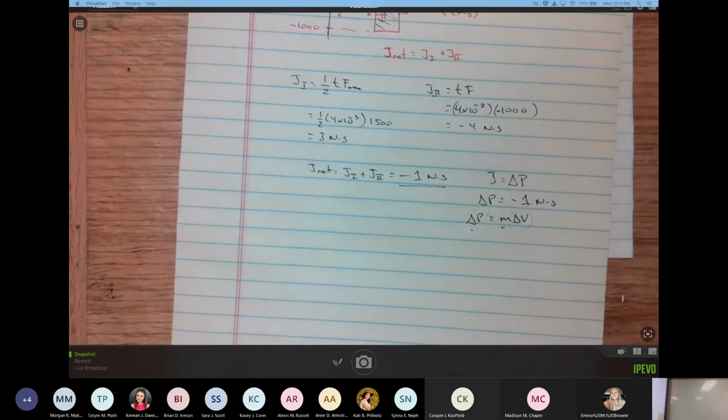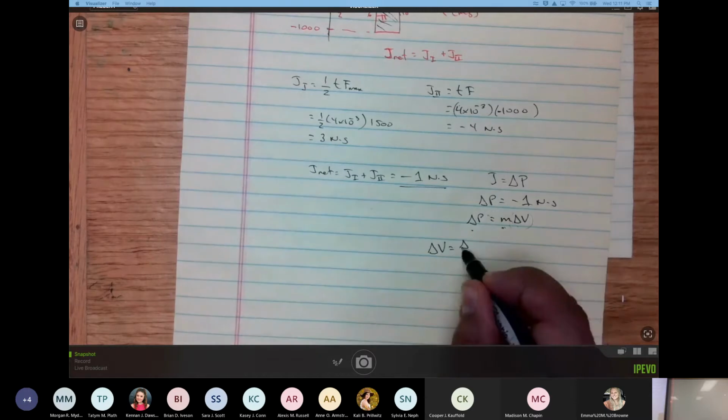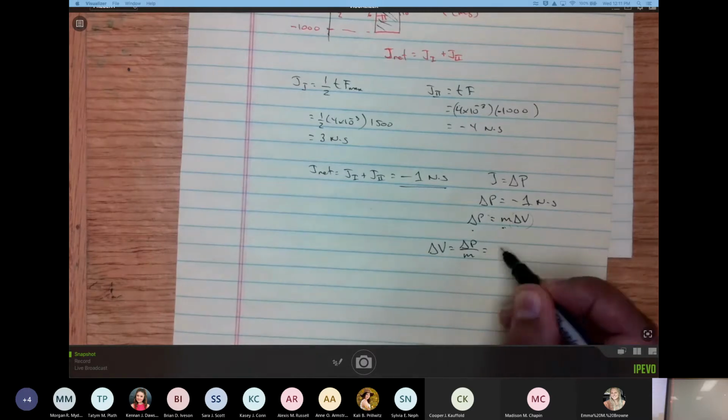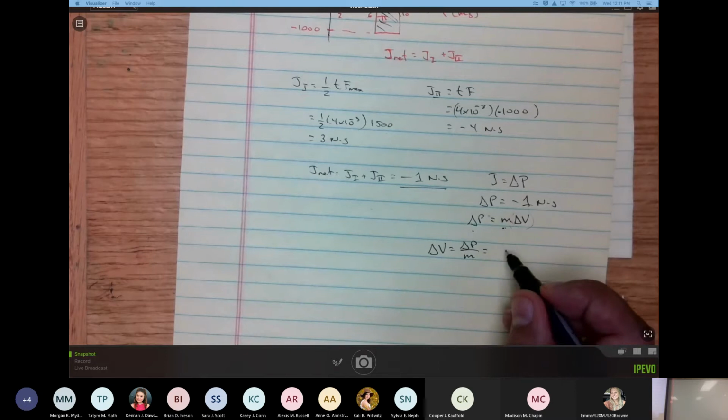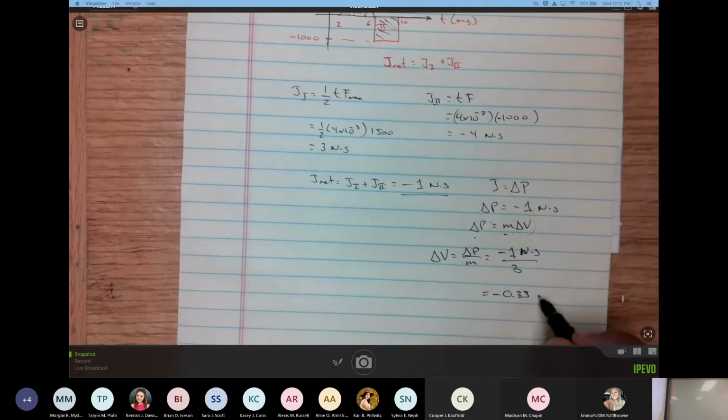So I'm just going to do it really quick. Delta V will be delta P over M. This will be -1 Newton second over 3. So that's going to be -0.33 meters per second. Okay, so this is delta V.